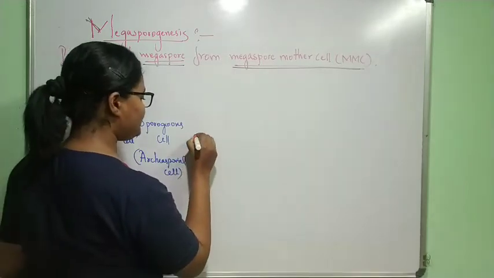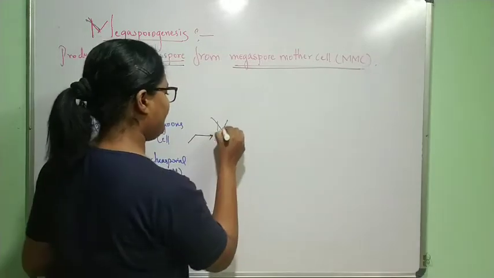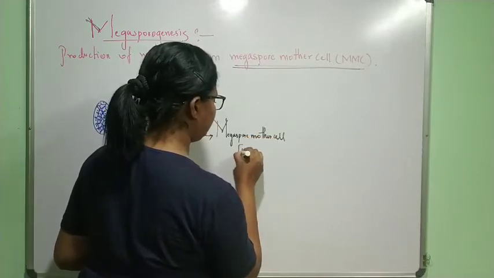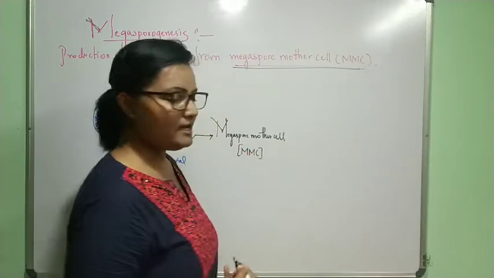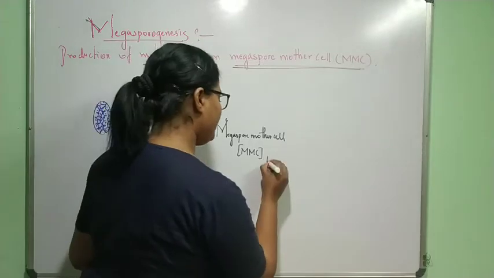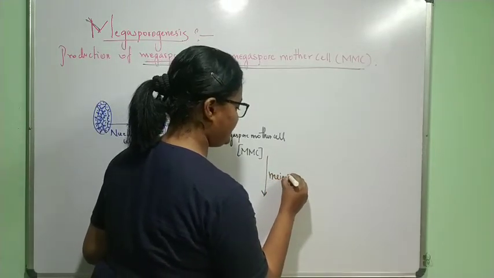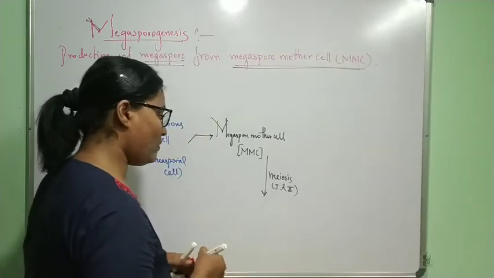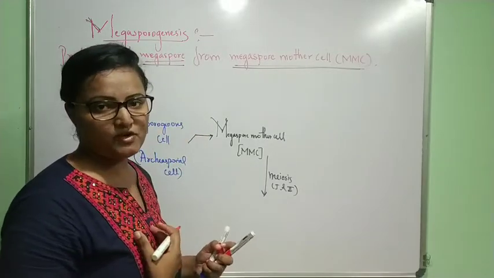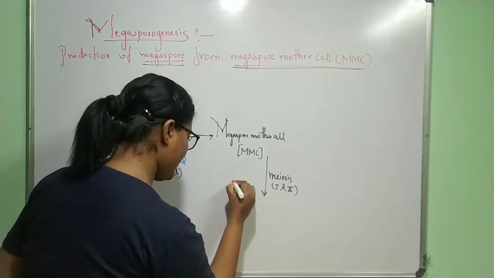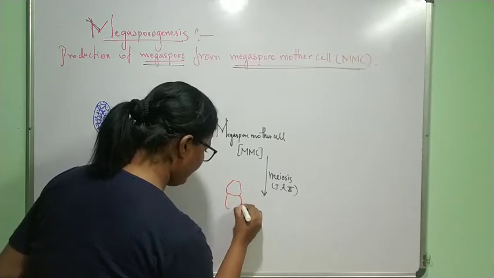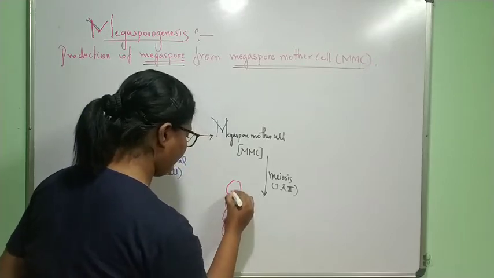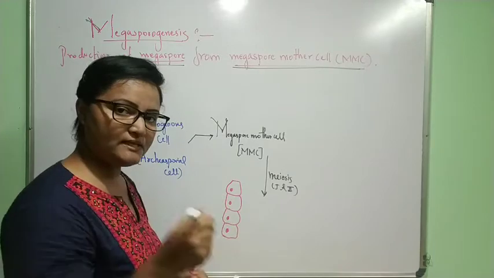Next, one of the archisporial cells forms the megaspore mother cell, that is our MMC. So this megaspore mother cell, what happens? They undergo meiosis, that is both meiosis 1 and meiosis 2. And what is the end result of meiosis? 4 daughter cells. So here also the same thing happens. They form 4 cells, and remember this is taking place within the ovule.